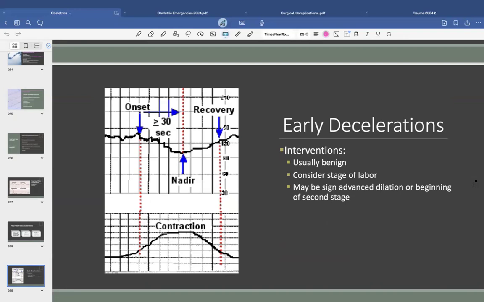The red line is where the contraction began. And the lowest point of the deceleration is at the same time as the highest peak of the contraction. That's your early deceleration. This is usually benign. It may be a sign of advanced dilation, or that mom is getting ready to go into that second stage of labor. She is ready to push. So if you see this change, it's usually benign, possibly a sign that mom is dilated and ready to begin pushing.